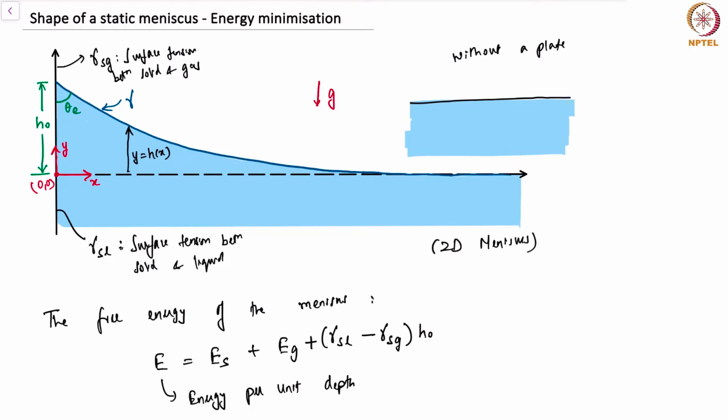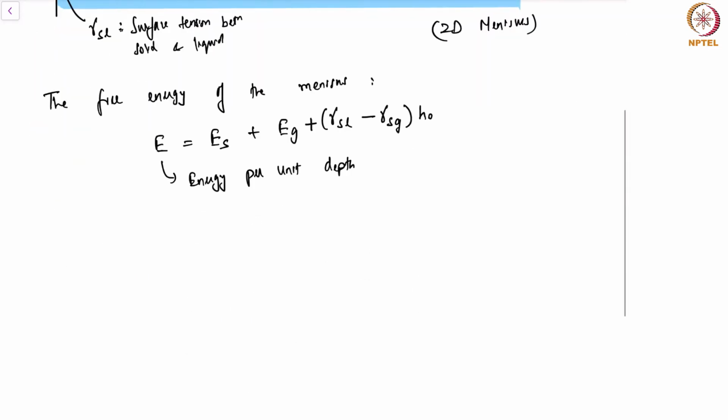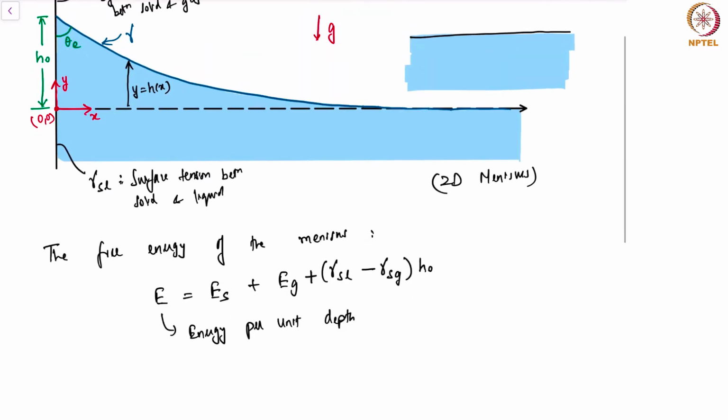We're considering a 2D meniscus, so all the energy quantities are energy per unit depth. So what is the surface energy first? To determine the surface energy, we'll choose a different coordinate. Let's say I take a small part of the interface, which I'll call ds, and I have another coordinate variable, which is the arc length variable L.